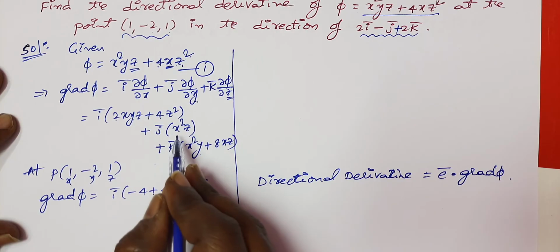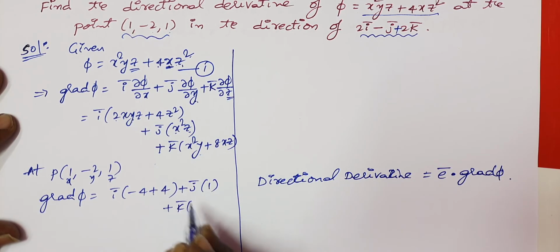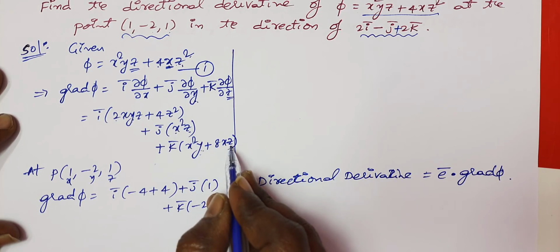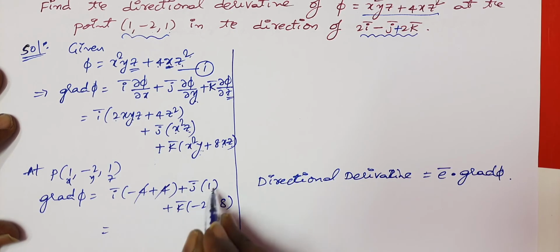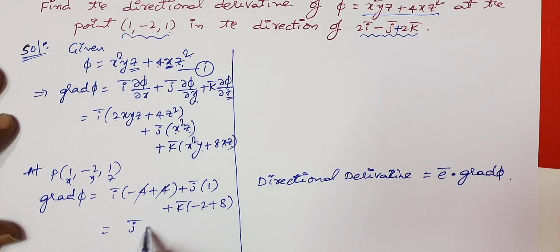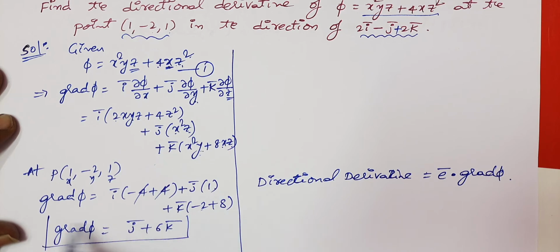j bar into x square z. z is 1 and x is also 1, so it is 1. Plus k bar into x square y. y is minus 2, so you will get minus 2. z is 1, x is 1, so you will get 8. So 4 minus 4 gets cancelled. It is j bar plus 6k bar. So this is the gradient phi. We are going to substitute this value in the formula at the end.